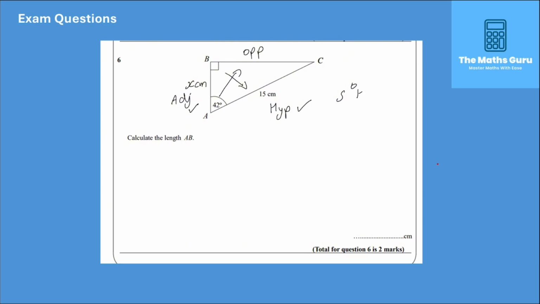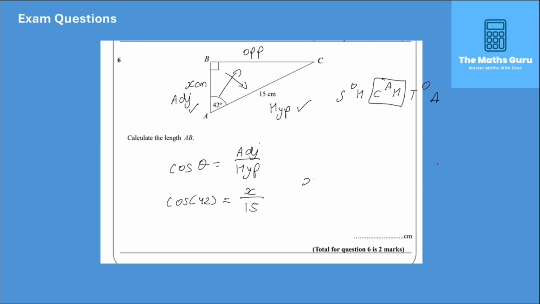So if I draw them out, SOH CAH TOA, the only formula including A and H is our middle formula. So cos theta is equal to adjacent over hypotenuse. Cos 42 is equal to adjacent x over 15. So x is equal, if we times by 15 on both sides, 15 cos 42. And this is going to be equal to 11.1 to 1 decimal place.